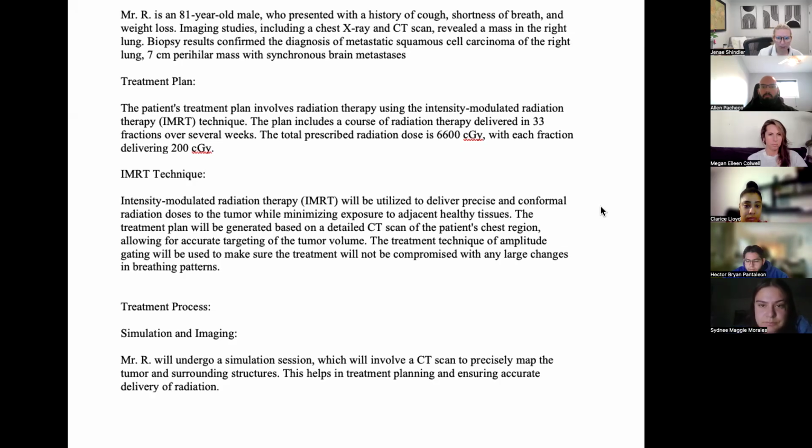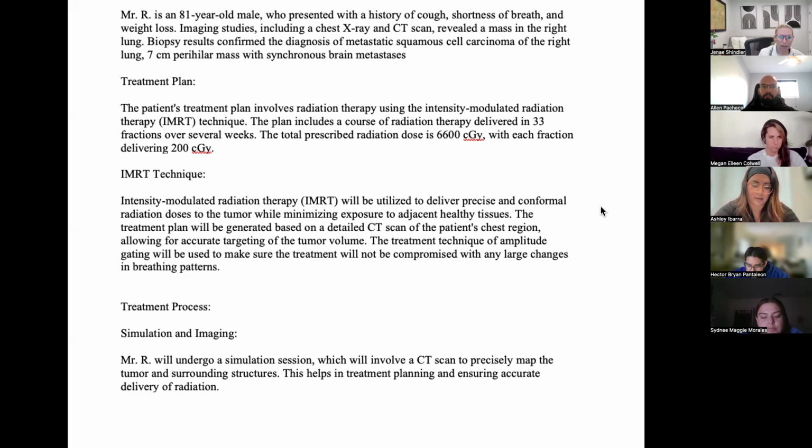Okay, Ashley, IMRT technique. Intensity modulated radiation therapy, IMRT, will be utilized to deliver precise and conformal radiation doses to the tumor while minimizing exposure to adjacent healthy tissues. The treatment plan will be generated based on a detailed CT scan of the patient's chest region, allowing for accurate targeting of the tumor volume. The treatment technique of amplitude gating will be used to make sure the treatment will not be compromised with any large changes in breathing patterns.